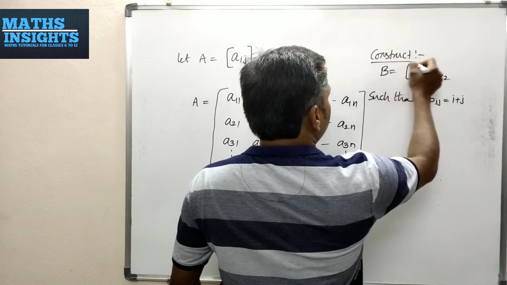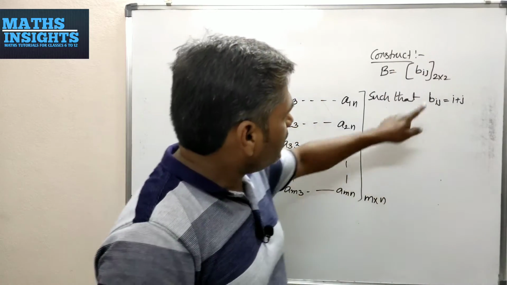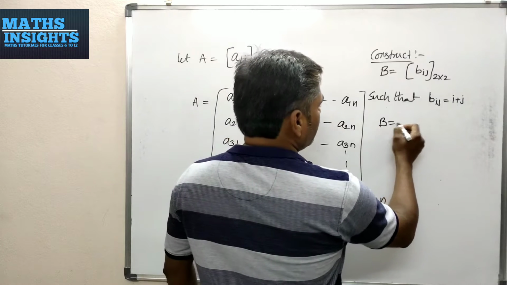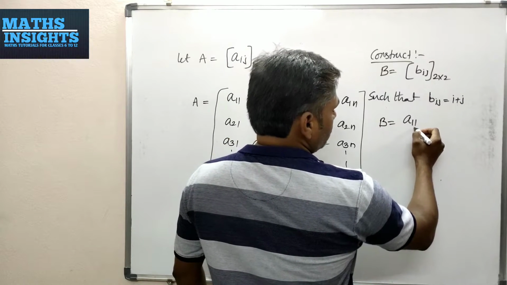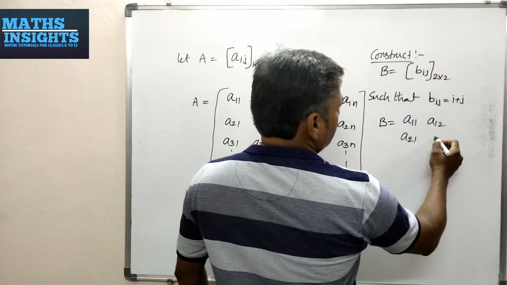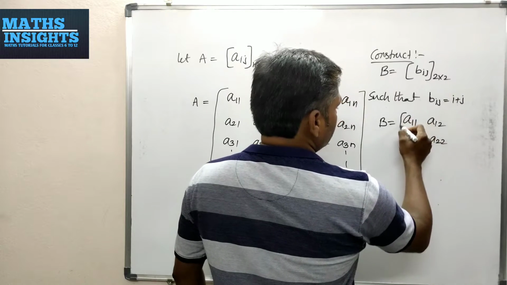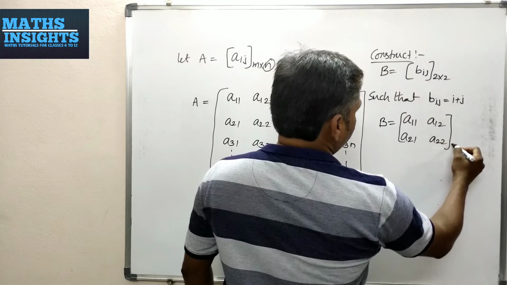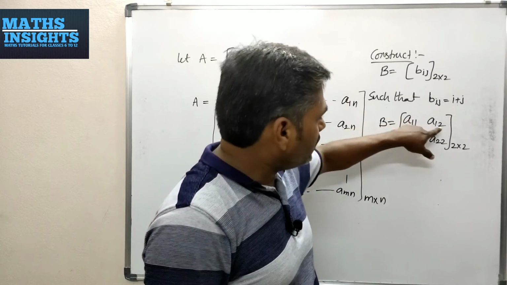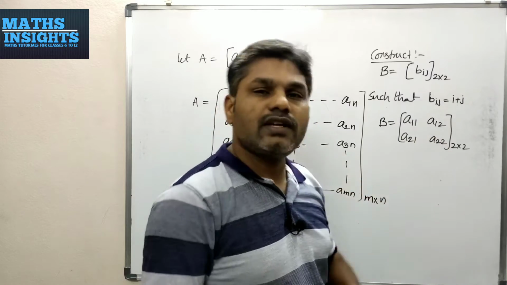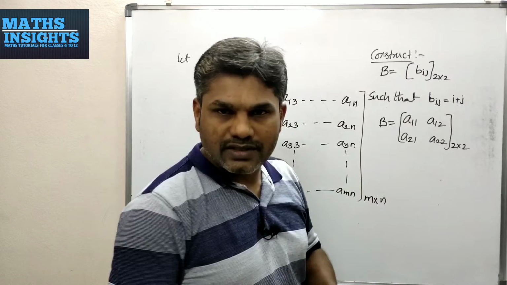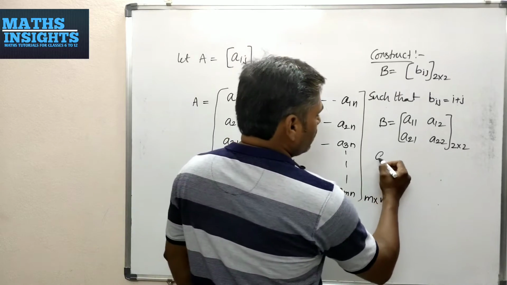Okay, now I am constructing. What is the order of the matrix? 2 by 2, so I will assume 4 elements. The first row first column, first row second column, second row first column, second row second column. This is the order 2 by 2. If you find the values of B11, B12, B21, B22, then you can write the values instead of these symbols, right? First I will find B11.